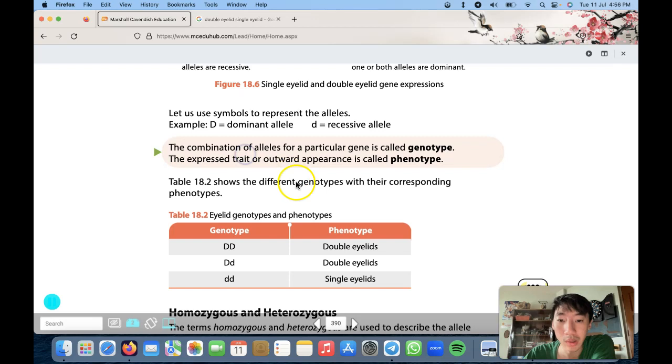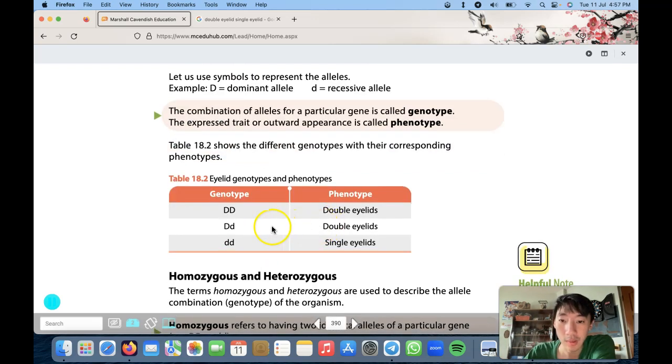Let's look at some examples here. Double eyelid, we use big D and big D. These are two dominant alleles. When you have two dominant alleles, you call this homozygous dominant. The word homo means the same, and zygous just refers to the genetics. So homozygous dominant means two dominant genes.